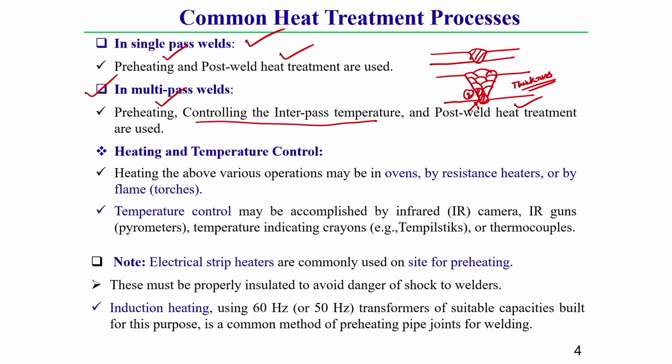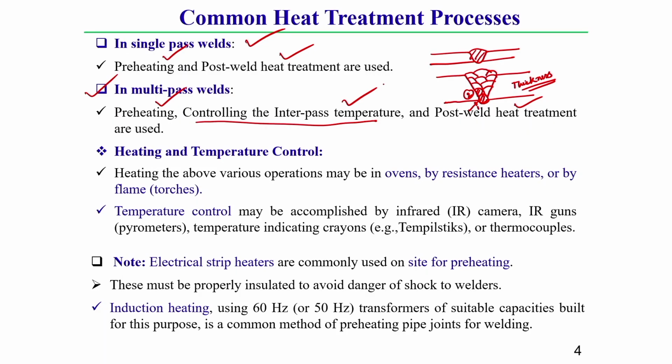So, after that you should start your second pass. That means, after the first pass, how much cooling temperature is required so that you can start this second pass, so that your structure will be defect free. That is called controlling the interpass. This is also a very important temperature we need to control in the multi-pass welding process.